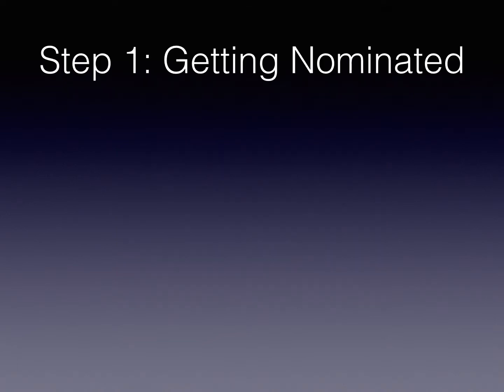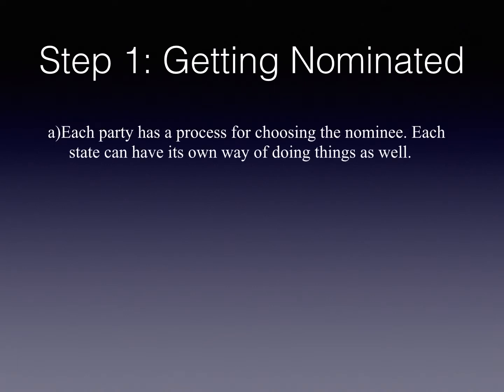So the first step is getting nominated. So we're going to talk a little bit about the nomination process. Each party, Republicans and Democrats, and third parties, but mostly here we're talking about Republicans and Democrats, have their own process for choosing their nominee. Every state is going to have its slightly different way of doing things as well. Okay, so every state has primary elections, and they can be a little bit different from one state to the next.